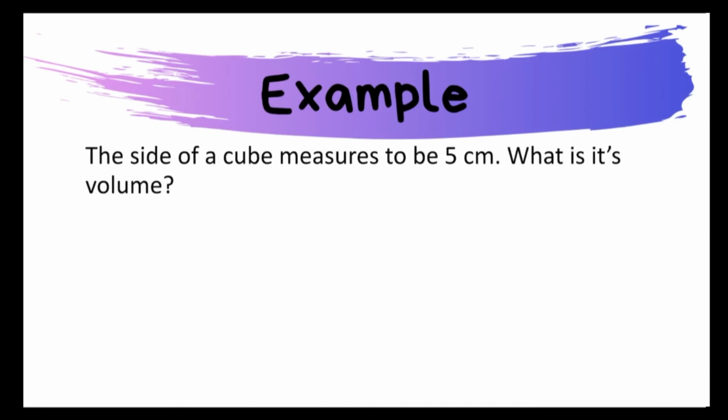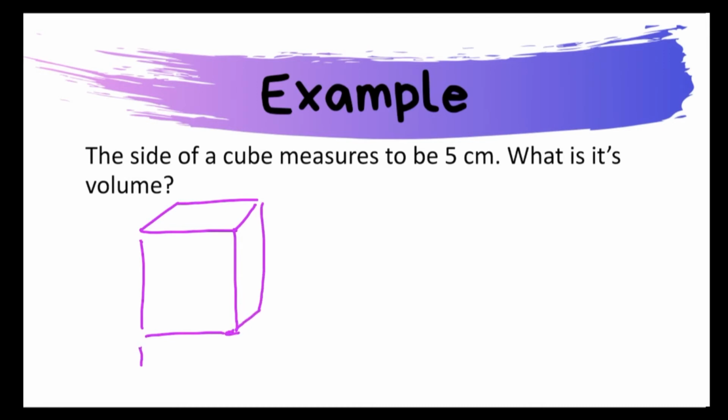So let's do an example. The side of a cube measures to be 5 centimeters. What is its volume? So we're going to start out by drawing a cube, and whether or not it looks like it, every single side is the same length. So these are all 5 centimeters.